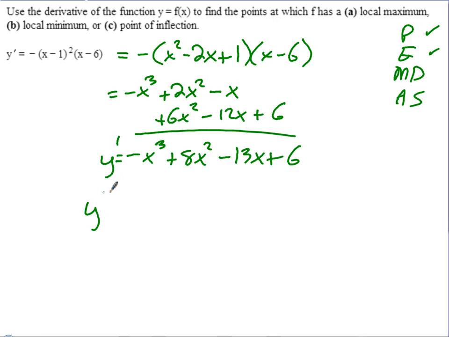So then, what's y double prime? Okay, makes sense? And then we can find the zeros of that pretty easily. Okay, so then if we want to find the local minima and maxima and points of inflection, what now? Table. Yeah, let's make a table.